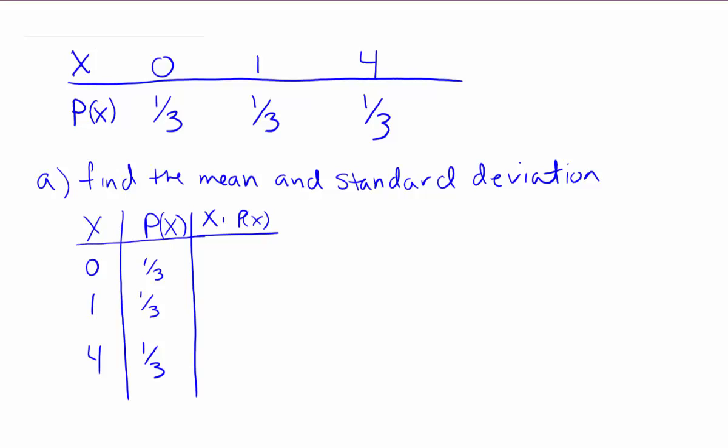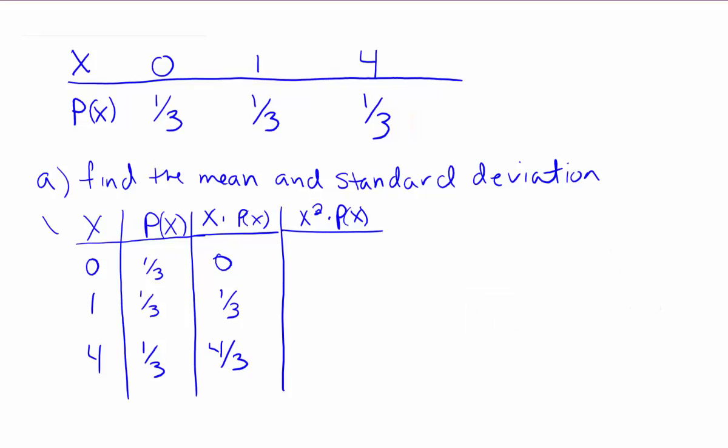So, in order to do x times p of x, it is 0 times 1/3, which is 0, 1 times 1/3, which is 1/3, and 4 times 1/3, which is just 4/3. Now, from there, we need to calculate x squared times p of x. So x squared times p of x basically involves us squaring the x's and then multiplying times p of x.